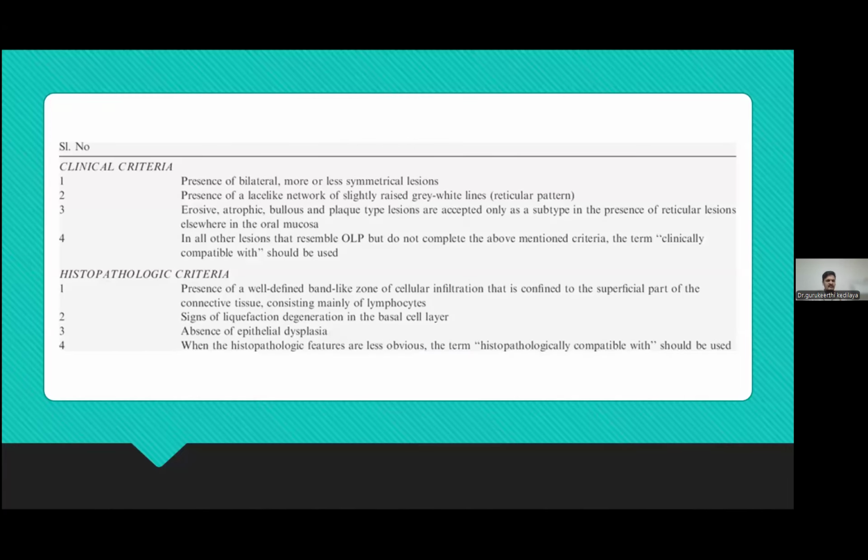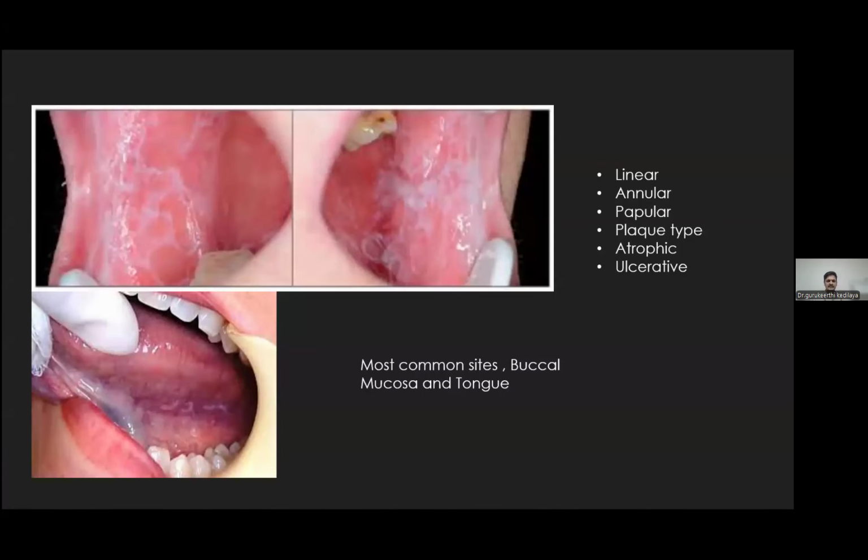So the clinical criteria can be clinical and histopathological criteria. The striking feature of OLP is that it's always symmetrical and bilateral. It appears as a lace-like network of gray-white lesions, and it can also include plaque type. So these are the examples of OLP, including linear and annular types. Common sites include the buccal mucosa.